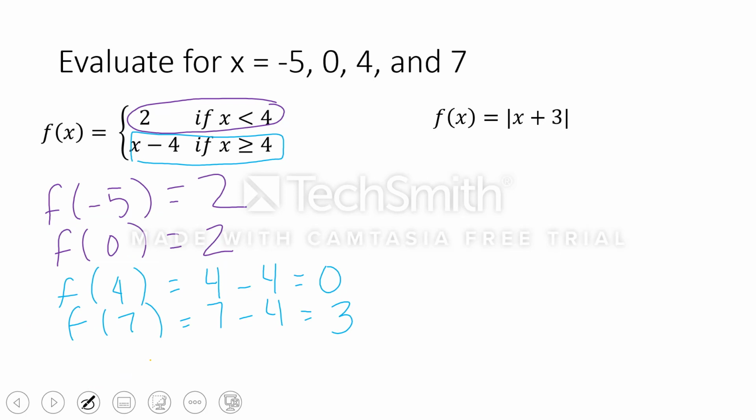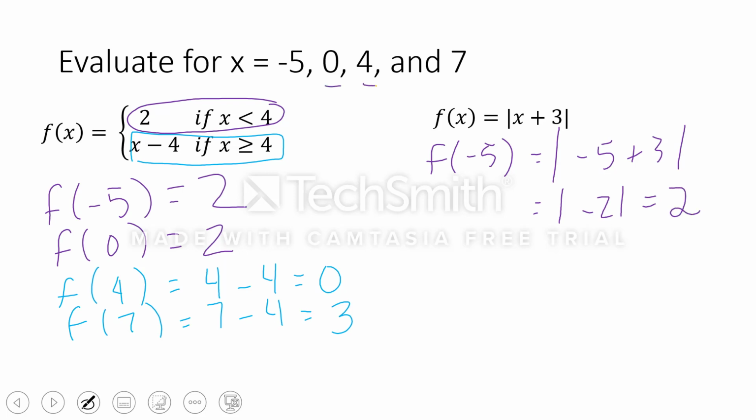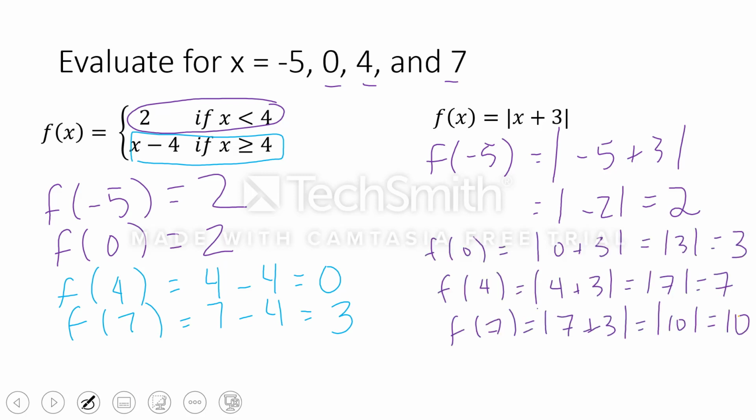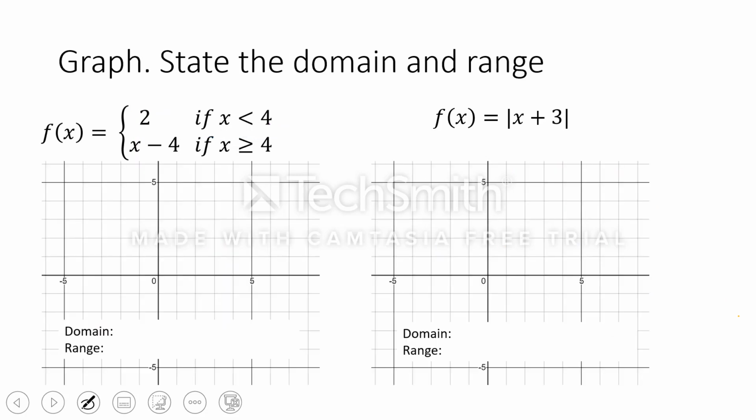The key to doing absolute values correctly is to remember that the absolute values are grouping symbols. So when I do f of -5, I want to evaluate what's inside the absolute value bars first, and then take the absolute value. So this is the absolute value of -5 plus 3, which is -2. The absolute value of -2 is just 2. All right, you try for 0, 4, and 7, and then check your work. For the positive numbers, it comes out pretty easy, but make sure that you understand the case with the negative number there.